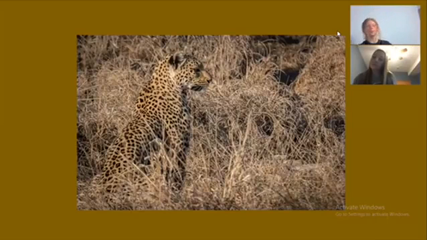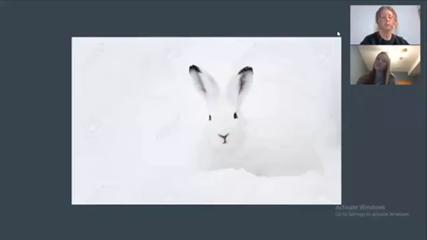So what do you guys see here? This is a leopard, and how is this leopard using camouflage? It's blending into the grass that's growing, and it looks like it's looking for another animal or hunting one. What do you guys see here? This is the white mountain hare, and how is he using camouflage? He's blending in with the white snow.